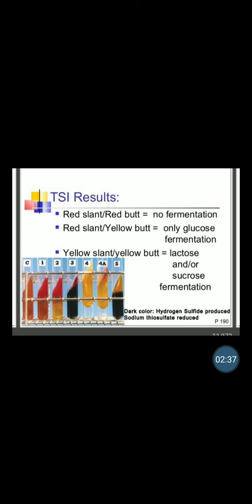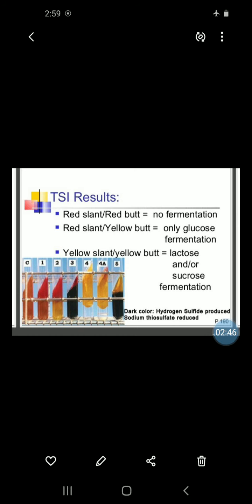What are those results? First, red slant and red butt shows no fermentation. Then red slant and yellow butt shows only glucose fermentation. Then yellow slant and yellow butt shows lactose and sucrose fermentation, or lactose or sucrose fermentation.